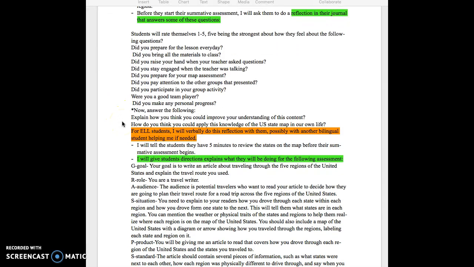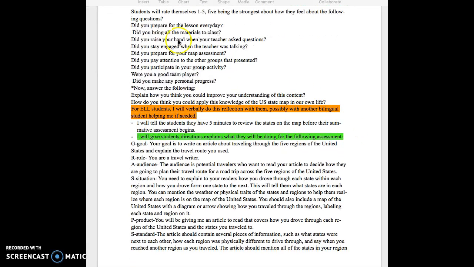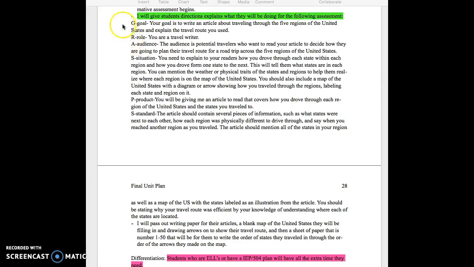And then as far as actually answering questions, they're going to be explaining how they think they can improve their understanding of the content, and how they think they could apply the knowledge of the standard to their own life. And then for ELL students, I would verbally do this reflection with them, and then maybe with another bilingual if we really didn't need to translate, but I would really just want to get some verbal feedback from them. And then I would tell students they have 5 minutes to just study before that summative assessment. So I will give students directions on what the summative assessment is going to be.